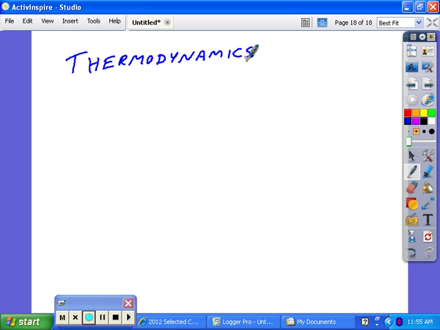Alright, now you split it up into what it's made up of. You've got thermo and you've got dynamics. When you're dealing with thermo, it just has to do with heat, a measure of heat, anything that involves heat itself. Thermos, thermal underwear, anything that has that therm means that it's involving heat. Dynamics means motion. So when you're looking at thermodynamics, it is literally the movement of heat from one location into another.